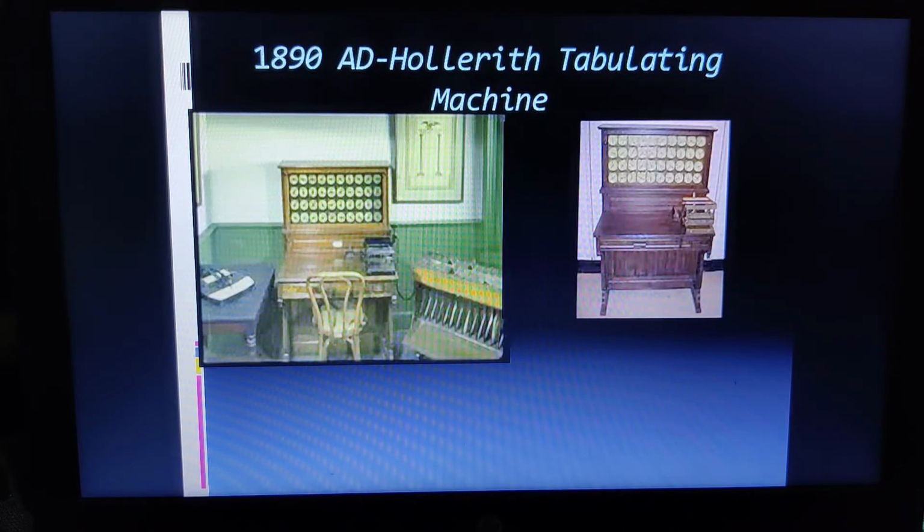So now, moving on to the last computing device that we need to discuss, it is about Herman Hollerith, that is, the tabulating machine.